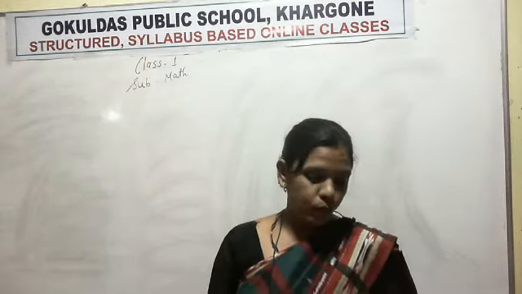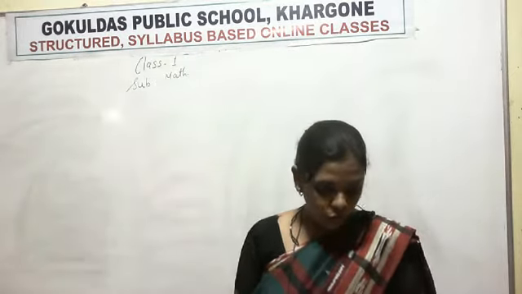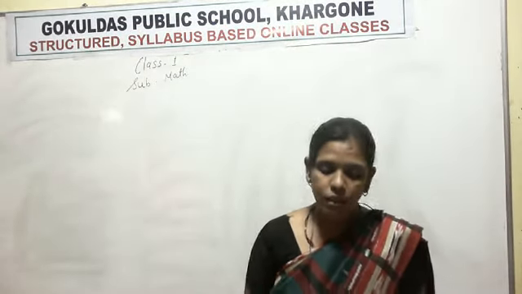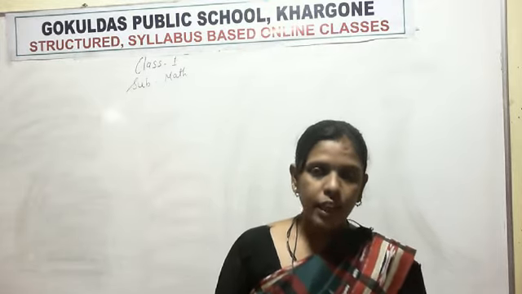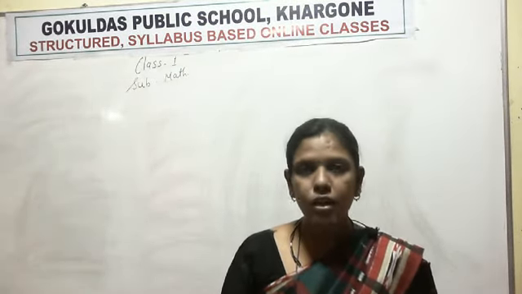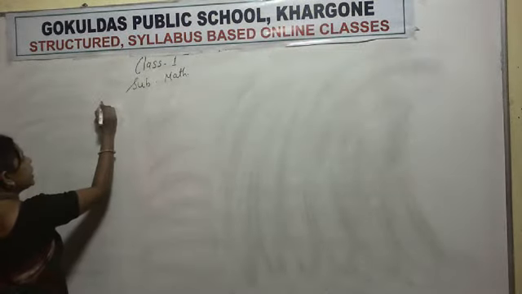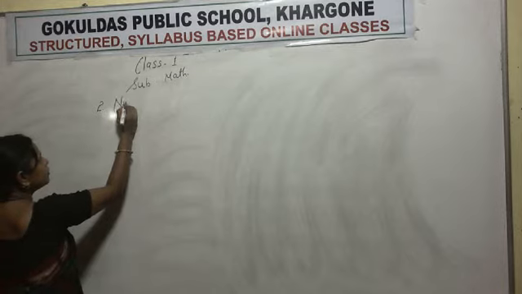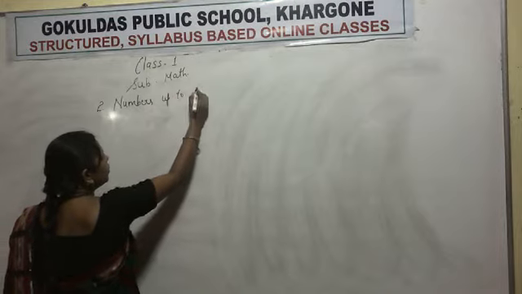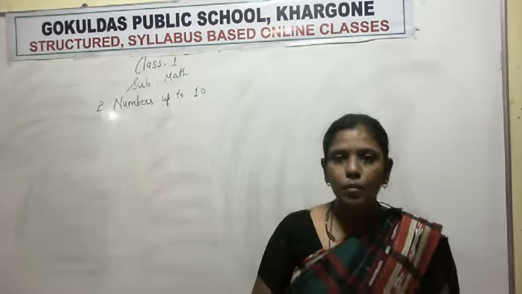Okay. So today we will start a new chapter, chapter 2. All of you have your books. Open page number 12. See what is the name of that chapter. Read it. What is written there? Yes, numbers up to 10. The second chapter is numbers up to 10.